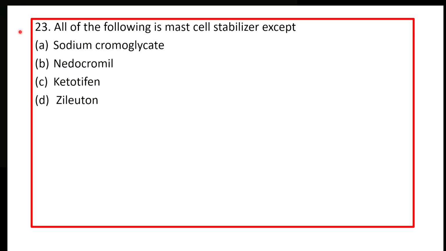Question number 23. All of the following are mast cell stabilizers except: option A, sodium cromoglycate, option B, nedocromil, option C, ketotifen, and option D, xylitol. Sodium cromoglycate, nedocromil, and ketotifen are mast cell stabilizers. Option D is the correct answer, that is xylitol.